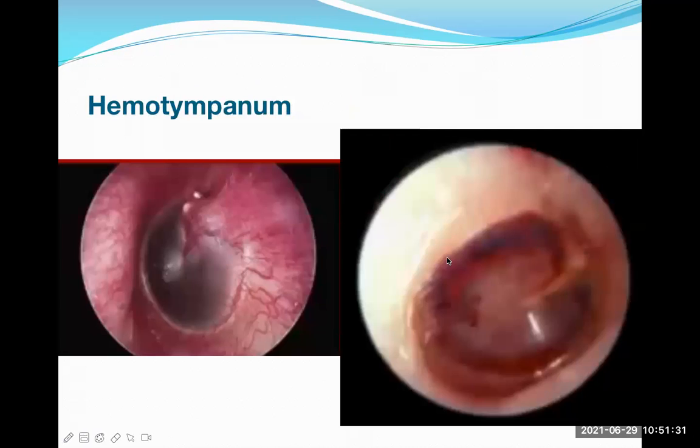Hemotympanum. See this. Now, this is a tympanic membrane. This is an otoscopic view. An otoscope is a special instrument which is used to examine the middle ear and the tympanic membrane. There is the tympanic membrane. See here, there is a definite blood clot which has collected. Hemotympanum. Sometimes this tympanic membrane is ruptured and this blood may come outside as well.